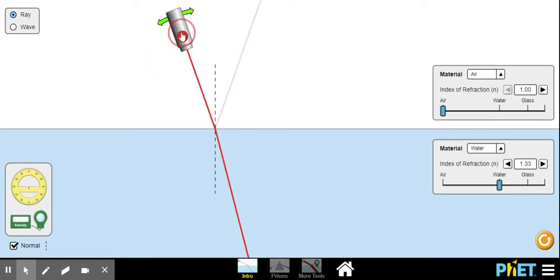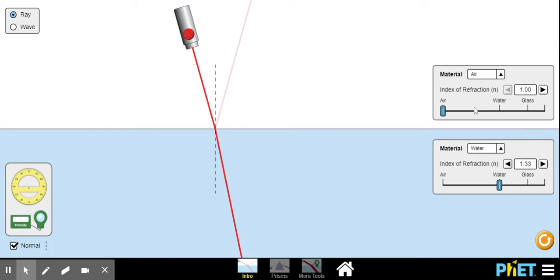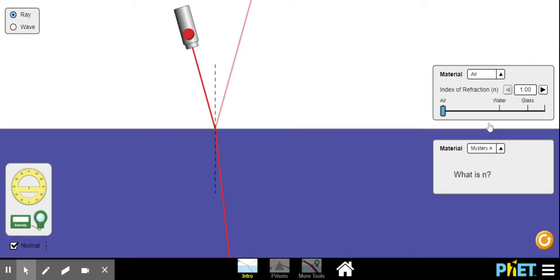What we're going to do is try and find the refractive index of a mystery substance. So the first thing I want you to do is click here and pick mystery substance A. And we're going to try and find what the refractive index is. We're going to try and do that by calculation. Now, we're going to take at least 5 different readings for the angle of incidence and the angle of refraction, and then from there, using the worksheet, we're going to calculate the refractive index of the mystery substance.